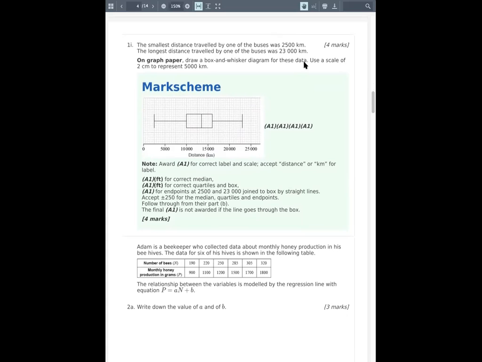The smallest distance traveled by one of the buses was 2,500 kilometers, and the longest distance traveled by one of the buses was 23,000 kilometers. On graph paper, draw a box and whisker diagram for these data. Use a scale of 2 cm to represent 5,000 kilometers.